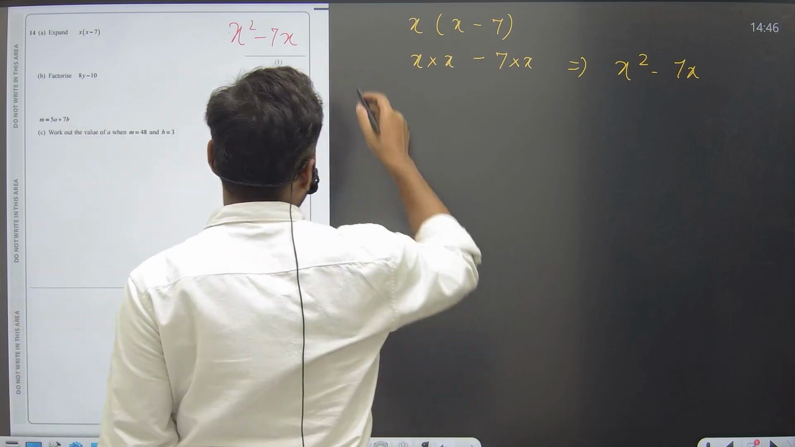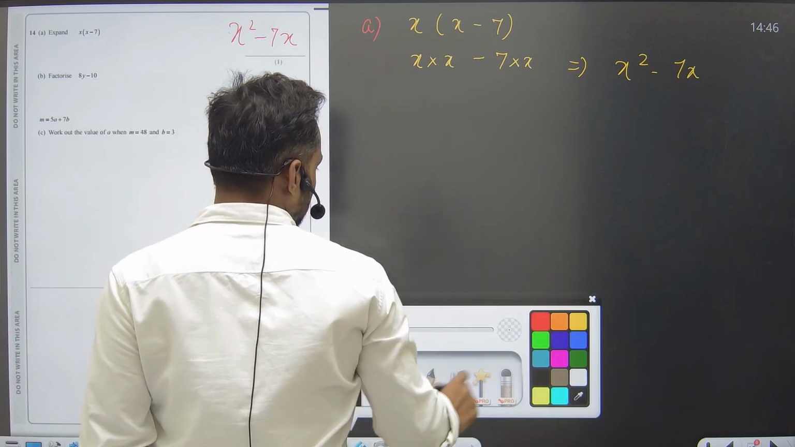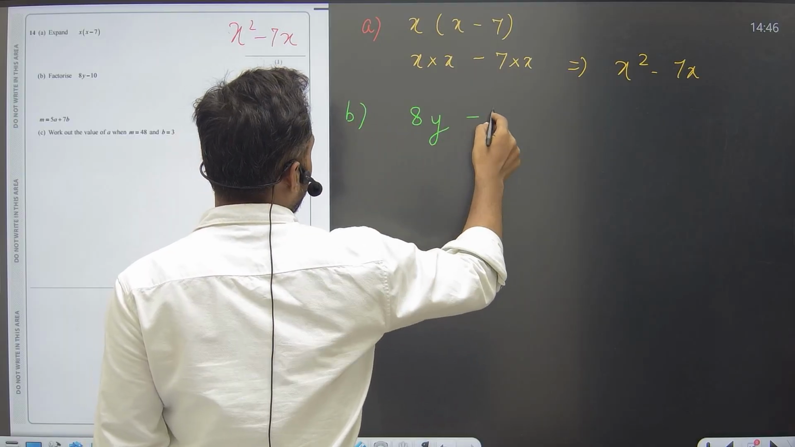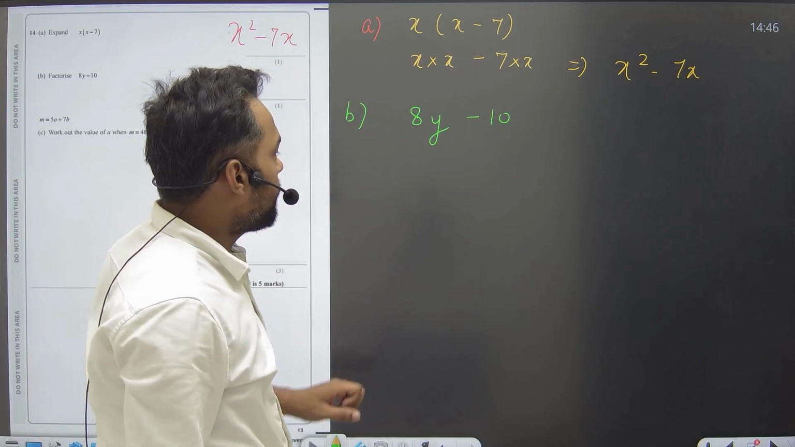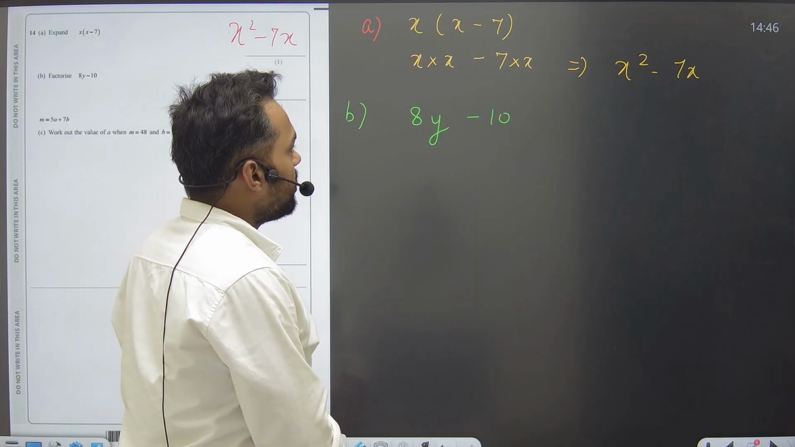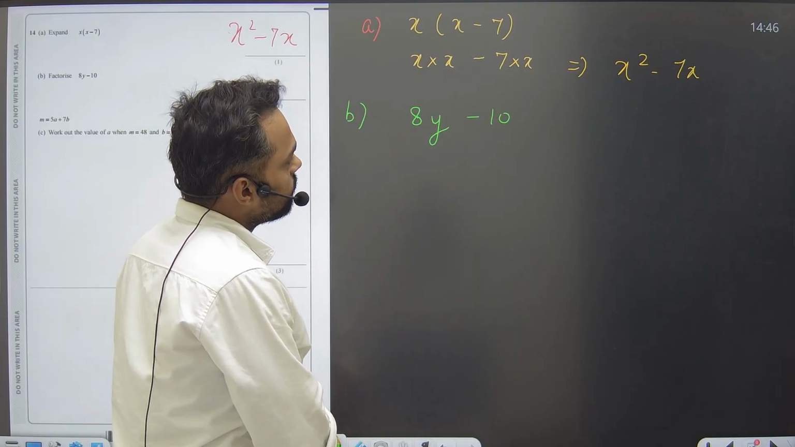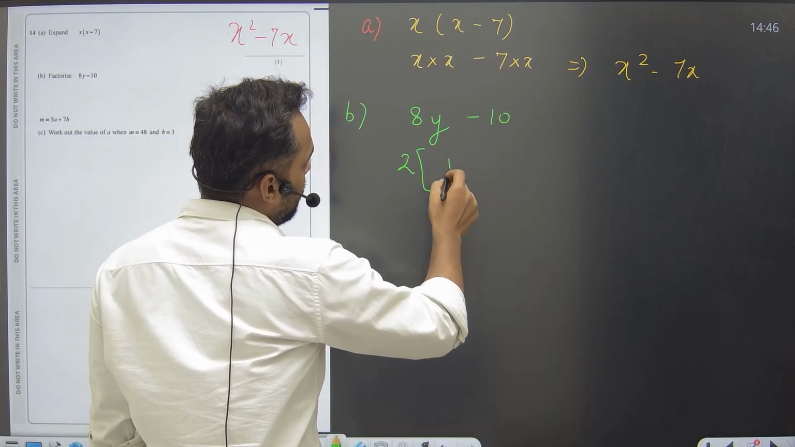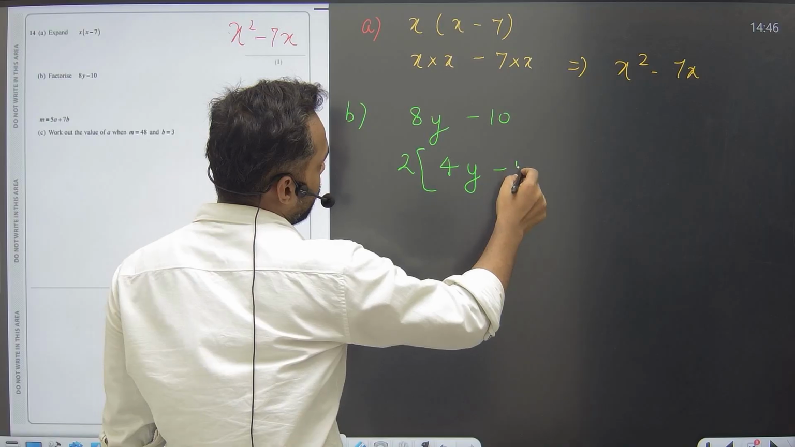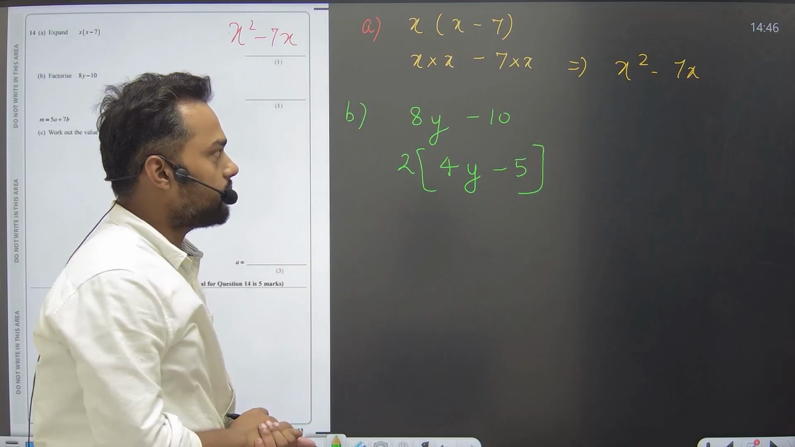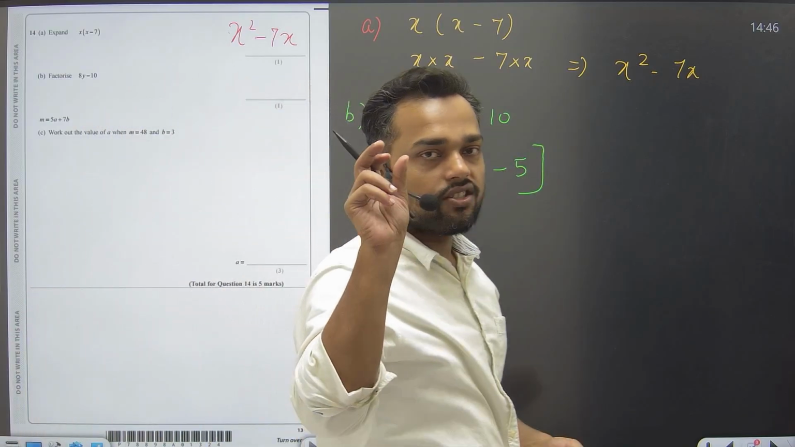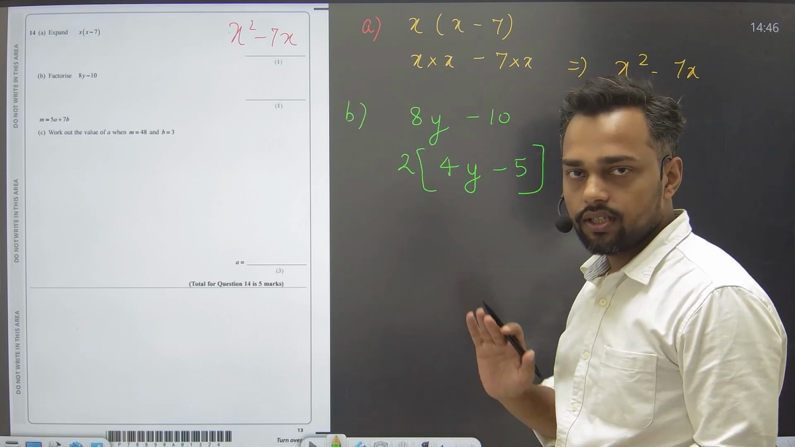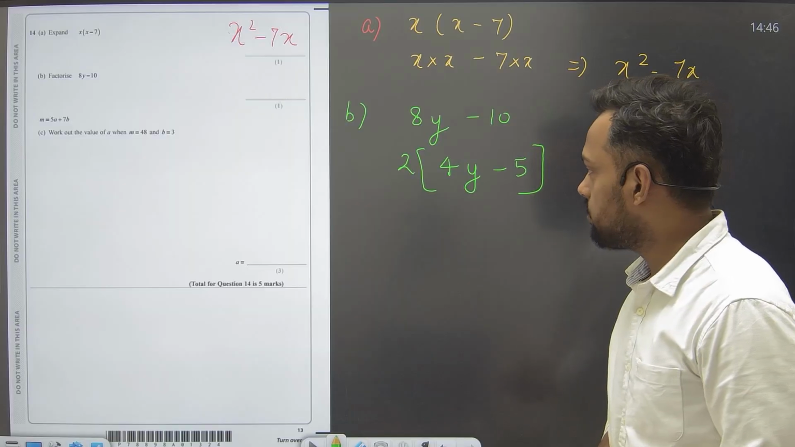Factorize 8y − 10. This was the A part. This is the B part. 8y − 10, we need to factorize this part. So what is common here, student? We can see that 2 is common in this whole expression. So we are left with 4y − 5. So this is the factorization. Whatever is common in the expression we need to take it out. So 2 was common here, so we are taking 2 out, and we are left with the terms 4y − 5.